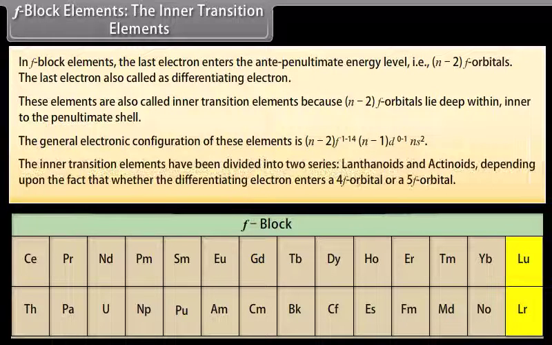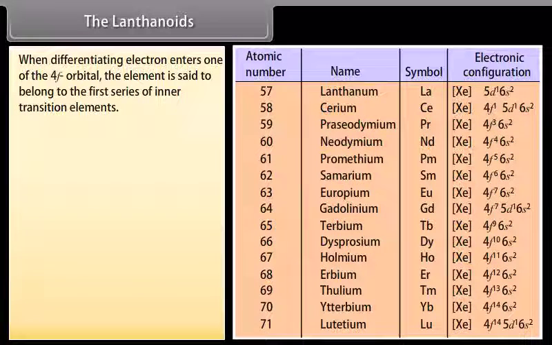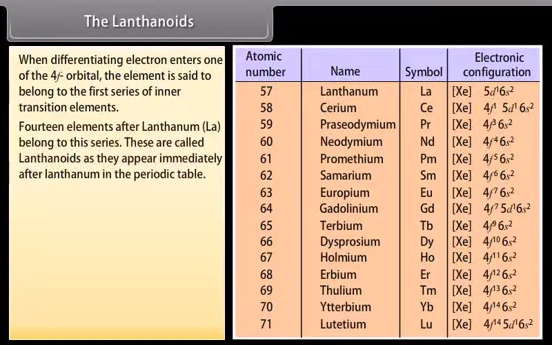The inner transition elements have been divided into two series, lanthanoids and actinoids, depending upon whether the differentiating electron enters a 4f orbital or a 5f orbital. The lanthanoids. When the differentiating electron enters one of the 4f orbitals, the element is said to belong to the first series of inner transition elements. The 14 elements after lanthanum belong to this series.